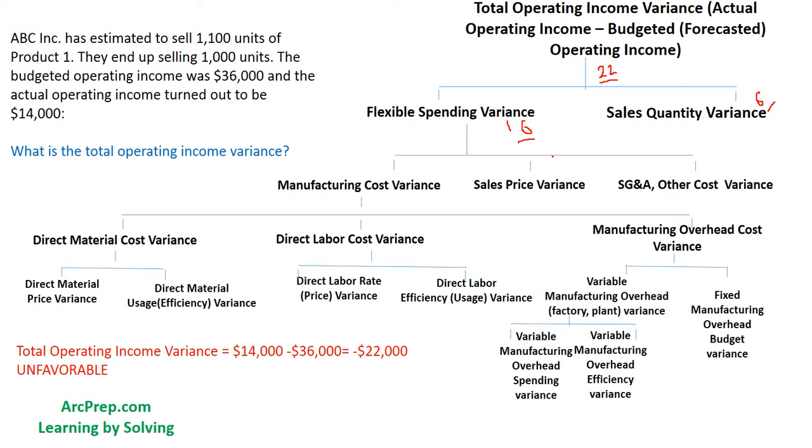In the previous example, we also calculated that the assumption was the SG&A variance was 0. We calculated that out of the $16,000, sales price variance was $1,000 and manufacturing cost variance was $15,000. Now we are going to take a closer look at the $15,000 and see how that is distributed between direct material, direct labor, and manufacturing overhead. So let's start with direct material.